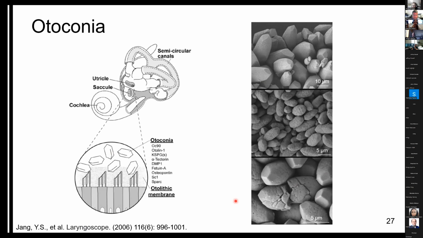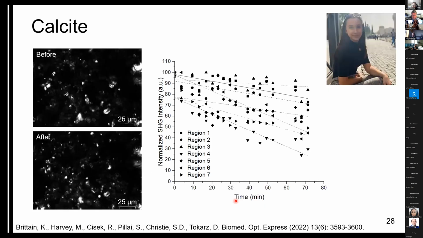In order to do this, it was first important to us to understand the origin of SHG signal from otoconia. As I said, otoconia are primarily composed of calcite. 90% of their weight is calcite, and the rest is an organic matrix consisting of proteins. So we initially assumed that the calcite in otoconia is the origin of SHG signal.